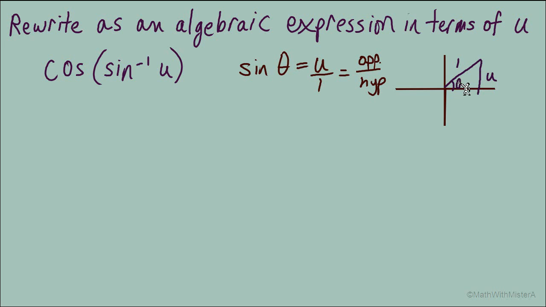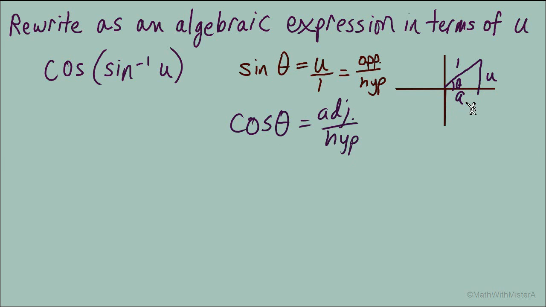This is our angle theta, and we can definitely see that sine of theta equals u over 1, or u. So that satisfies inverse sine of u. It is this angle right here. Next, can we do cosine of this angle? We know that cosine of theta is the adjacent side over the hypotenuse side. We know that the hypotenuse equals 1, but we don't currently have an expression for the adjacent side.